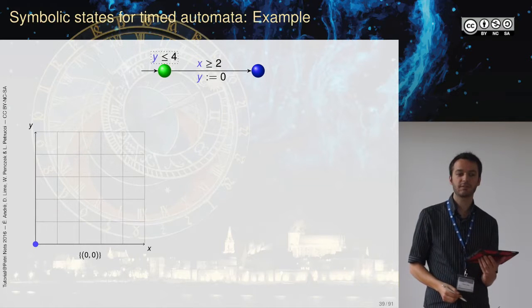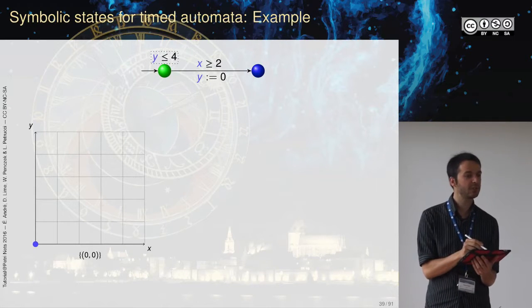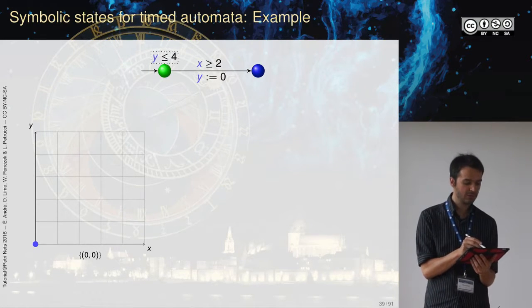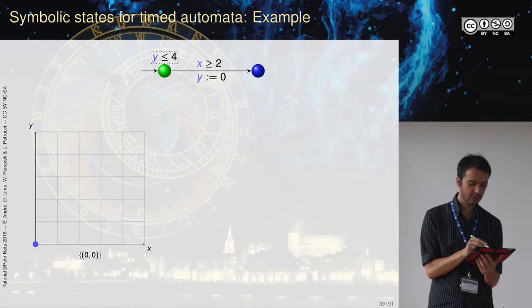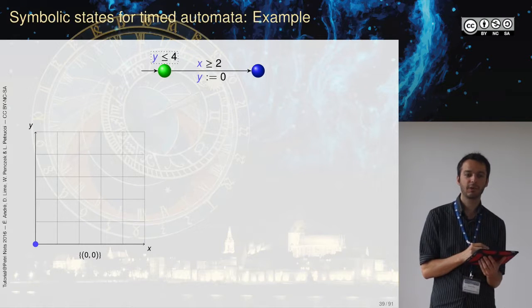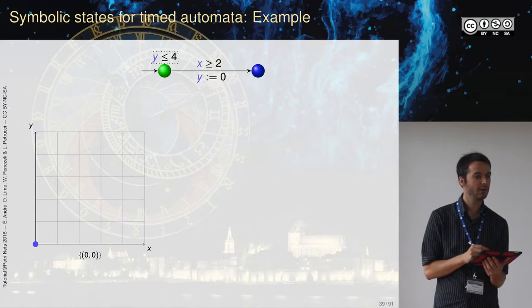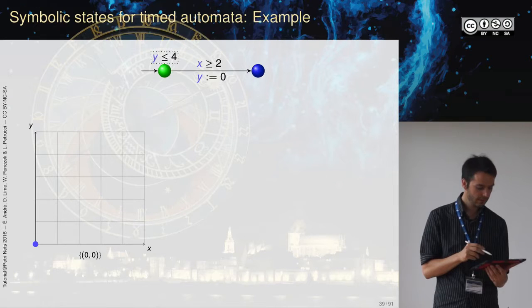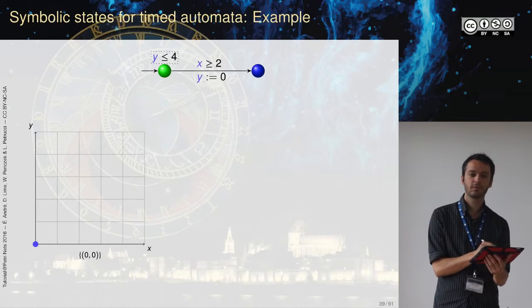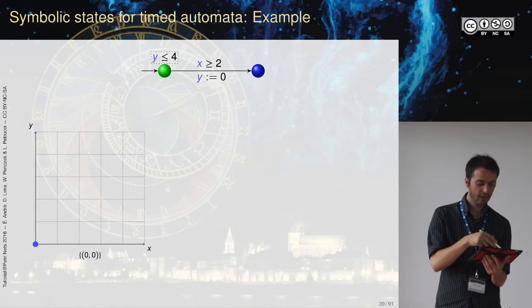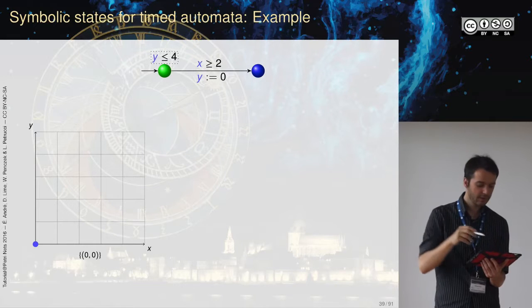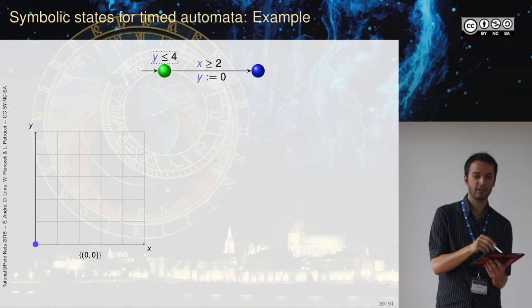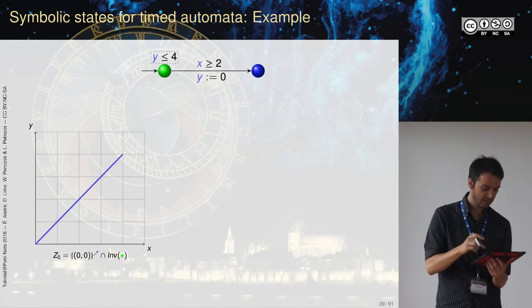Let us consider this very small timed automaton. The initial state is a green location with an invariant y ≤ 4. Then I will take the transition with a guard x ≥ 2 resetting y and going to the blue location. In the initial location, my clocks are both equal to 0. However, I can also perform some time elapsing, not forever, only until the invariant gets violated.